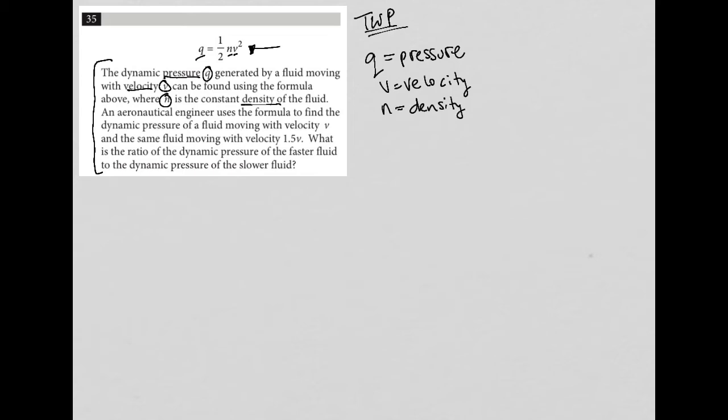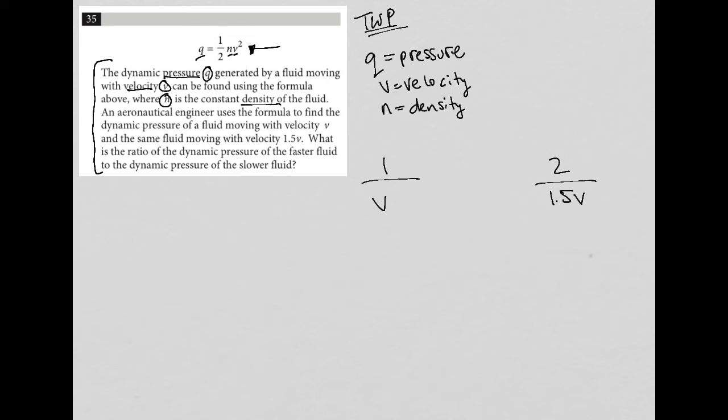Okay, an aeronautical engineer uses the formula to find the dynamic pressure of a fluid moving with velocity v and the same fluid moving with velocity 1.5 v. Okay, so we have two different fluids, right? So one, we just have v, but fluid two, we have 1.5 v. What is the ratio of the dynamic pressure of the faster fluid?